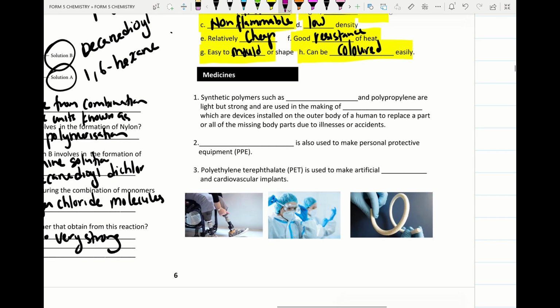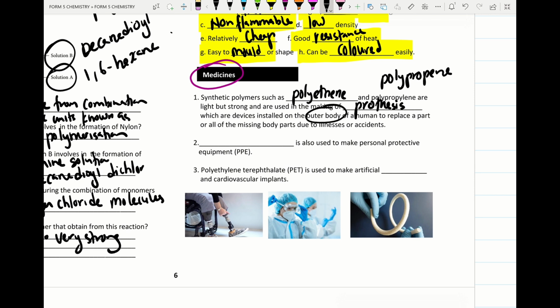We move on to the next part, uses of polymers in medicine. Synthetic polymers such as polyethylene and polypropylene, or one more name, polypropene, are light but strong. They are used in making prostheses. Prostheses are artificial leg or artificial hand devices installed on the outer body of a human to replace missing body parts due to illness or accident.